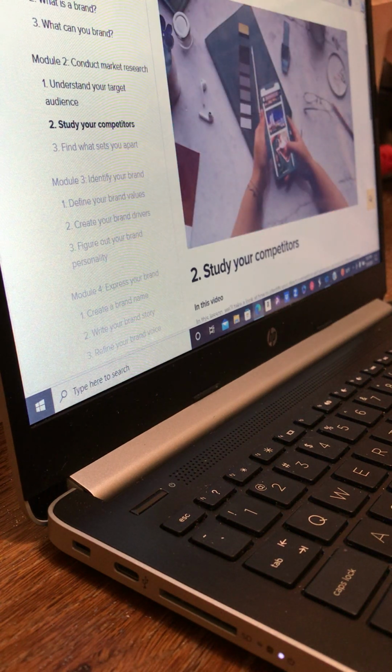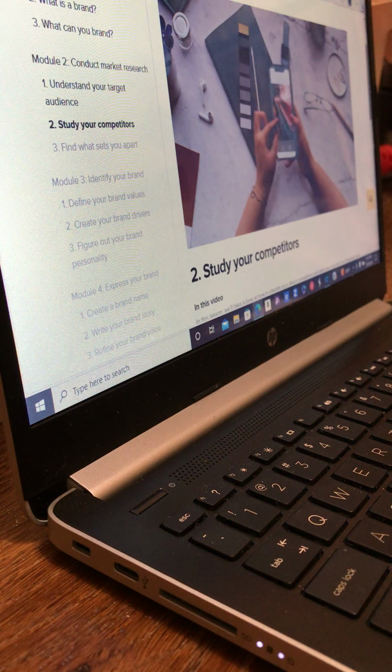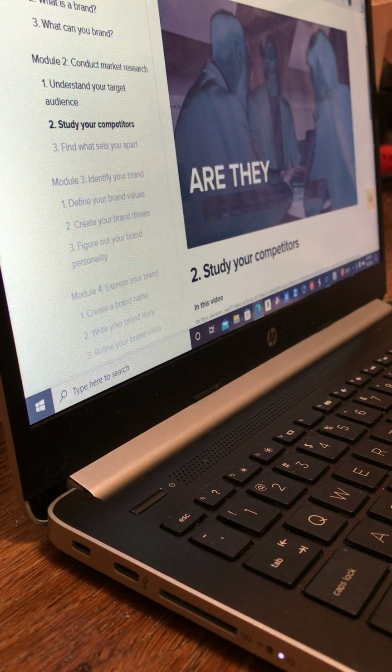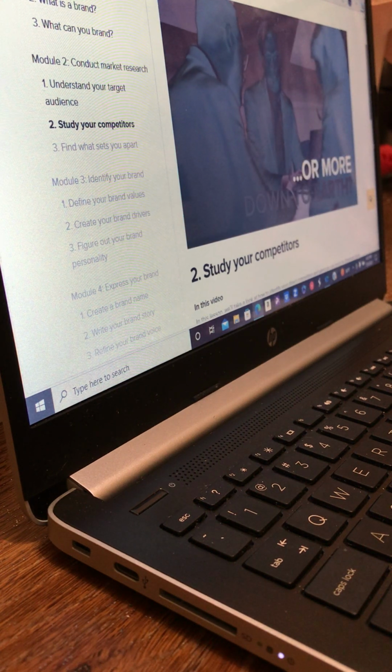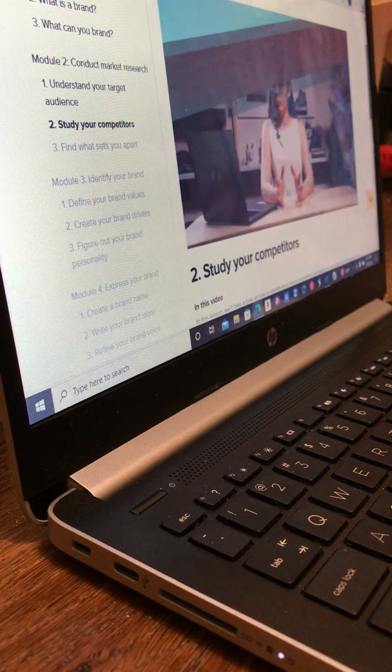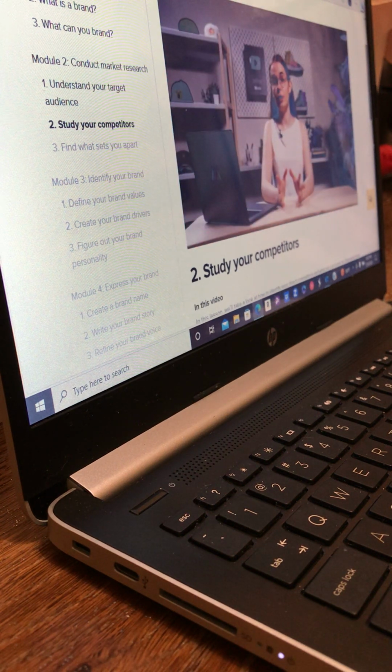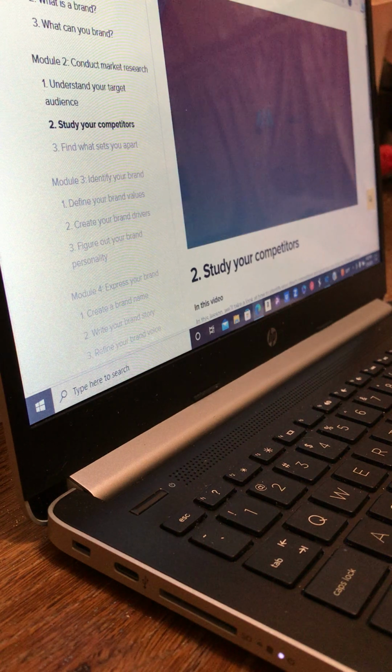When you check their social media, look at what channels they're using and how they present themselves. Are they businesslike and serious, or more down to earth? So what are their customers saying? This step will help you understand what your target audience wants and what frustrates them.